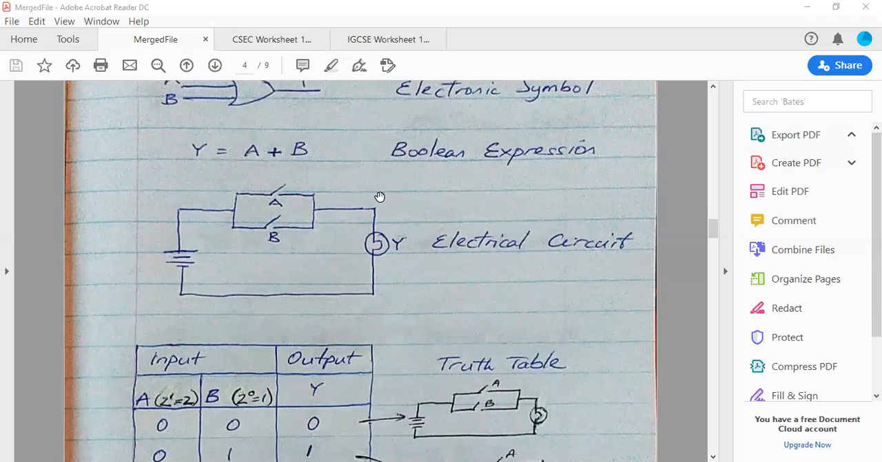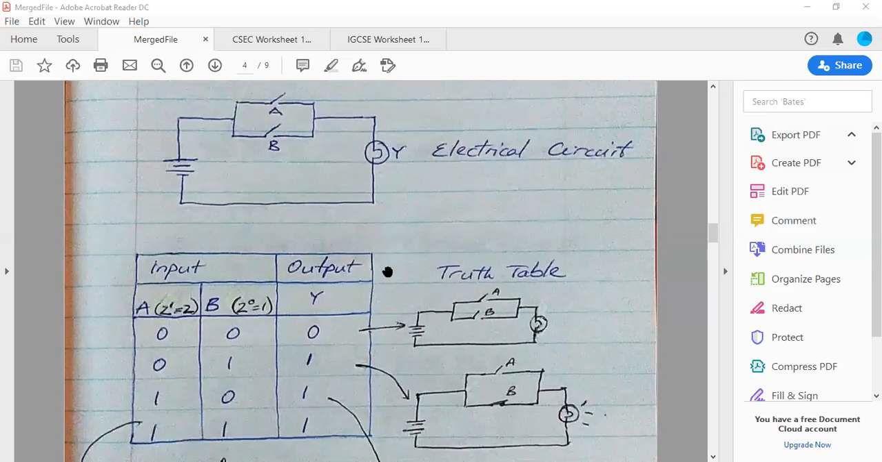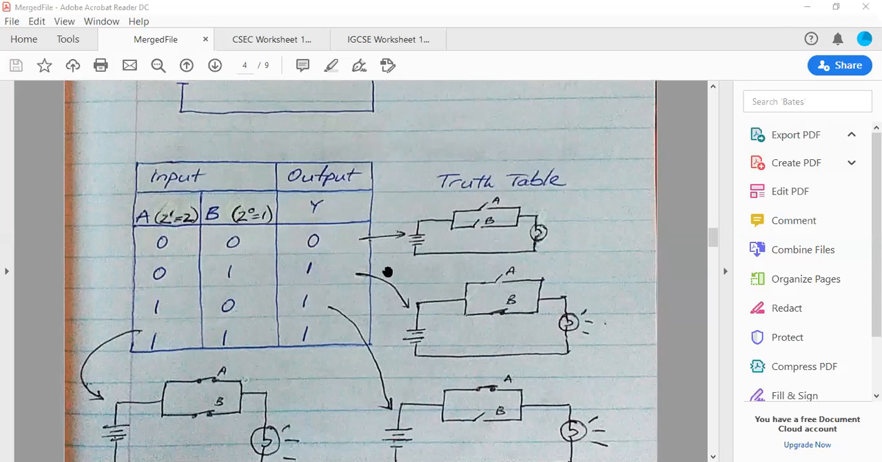So here, this is your electrical circuit, and these two switches are in parallel, which I would like you to pay attention to because other gates would have them different. So for the OR gate, the two switches, A and B, are in parallel. Your switches are your inputs, and your output is your lamp or a bulb, if you want to consider it that way. So we go to the truth table.